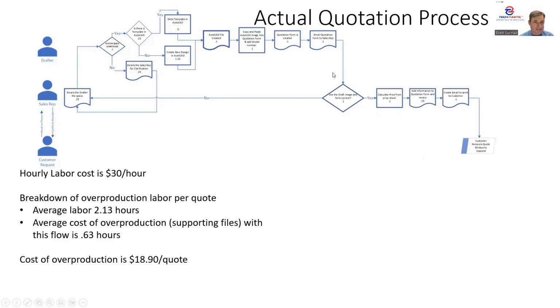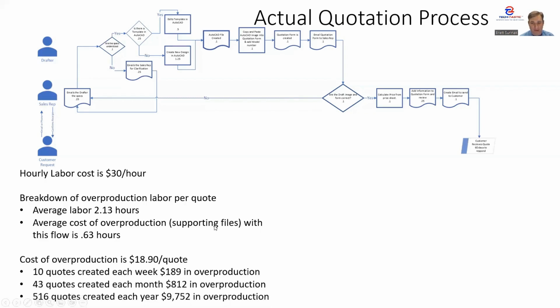If we actually add this up, we'll come up with somewhere around 0.7, but we do have to subtract out the 10% motion factor, which we'll get into in a later video. So that's how we get the 0.63 hours. And so our cost of overproduction, producing these extra files that really don't add any value to the quote itself, is $18.90 a quote.